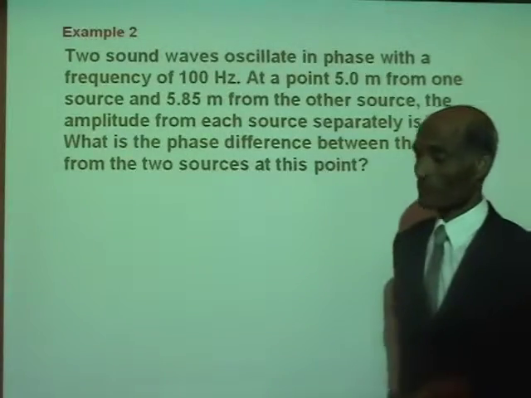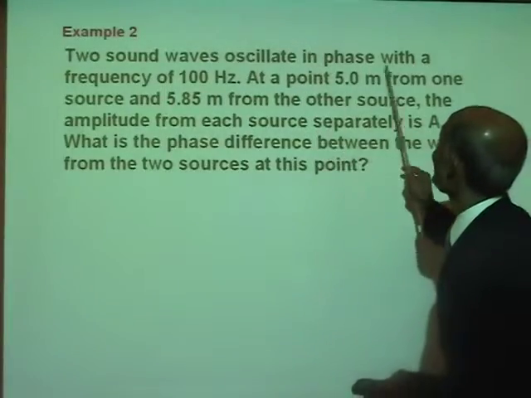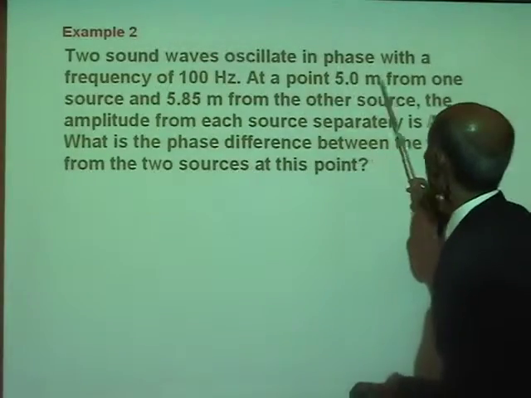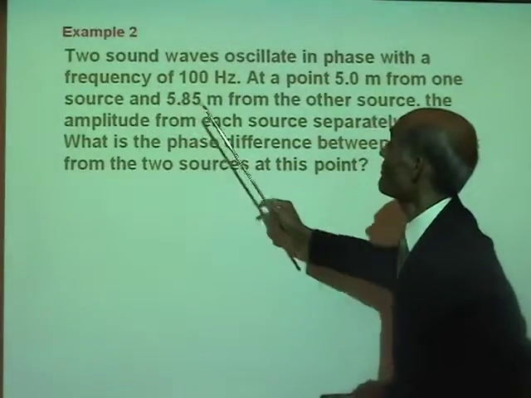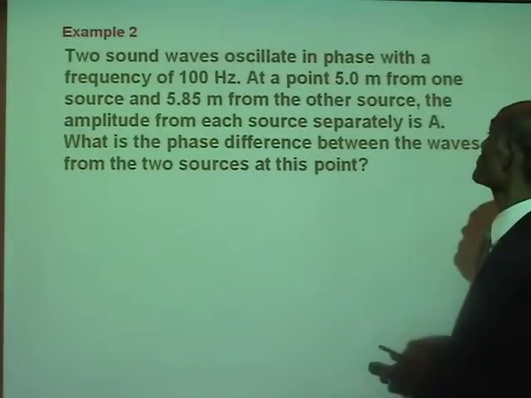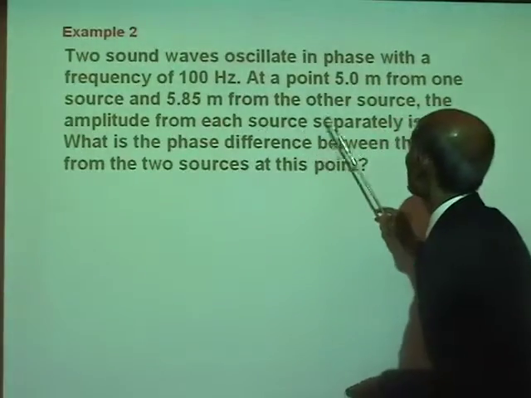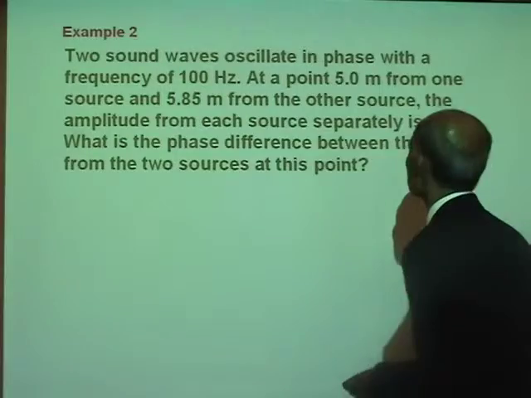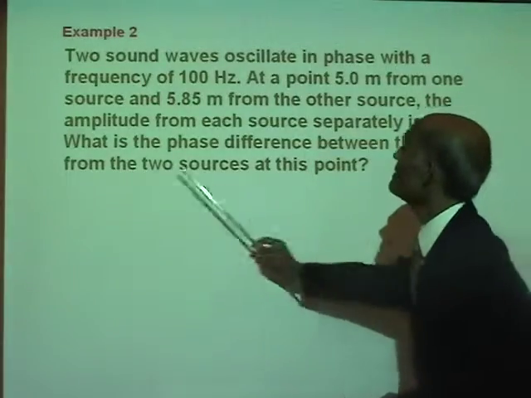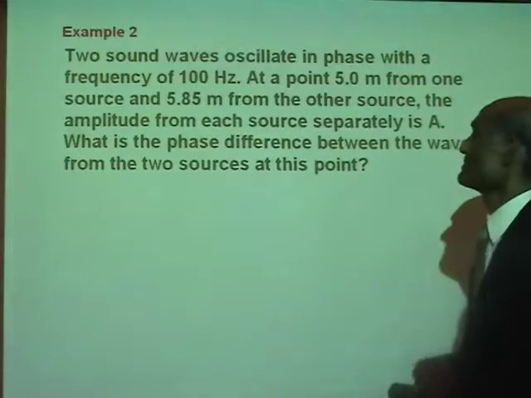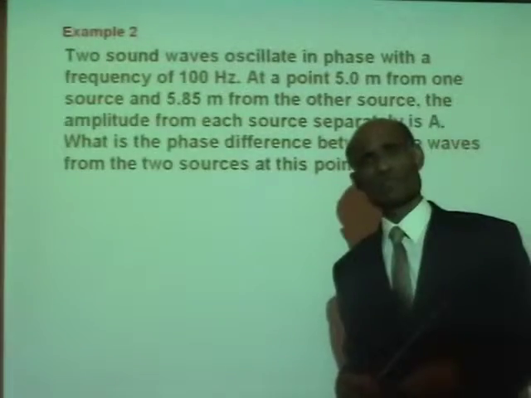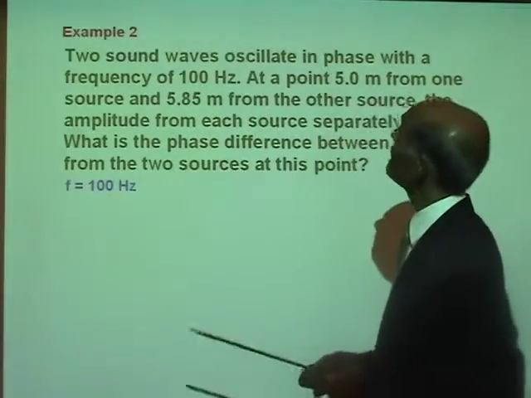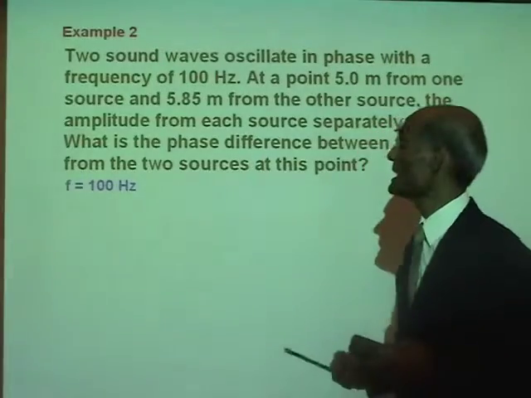Let's do another one. 2 sound waves oscillate in phase with a frequency of 100 Hz. At 0.5 meter from one source and 5.85 meter from the other source, the amplitude from each source separately is A. What is the phase difference between the waves from the 2 sources at this point? Do you understand the question? Well, if you don't understand the question, you cannot do it. So read it and see whether you can understand it and pick the data given.